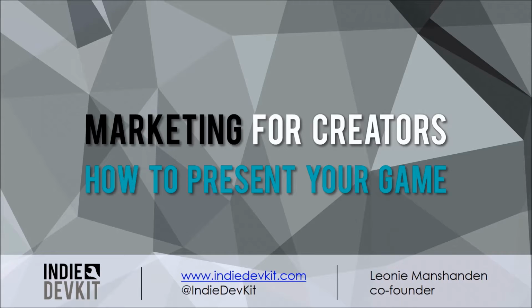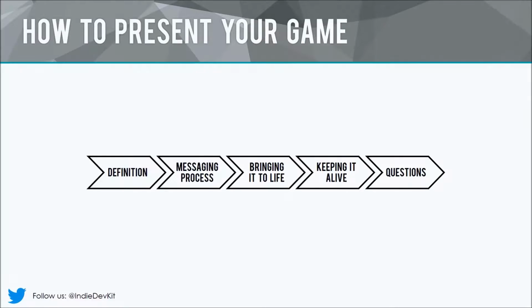There's all kinds of different ways to figure out what to communicate. We call this process messaging your game, and this talk is an outline of how we do it. We'll start with trying to define it. Then we'll step through the process we call messaging, and we briefly show you how messaging is brought to life, as well as share some tips on how to keep it alive.